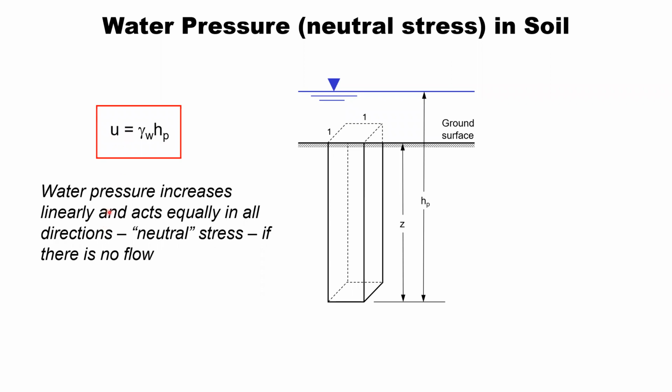Now, I call it neutral stress, or many engineers call this a neutral stress, because water pressure increases linearly with depth if there is no flow, and it acts equally in all directions. In other words, it is a neutral stress. It's not higher going this way or this way, going up or down, when you are talking about pressure at a given point. It acts the same in all directions if there is no flow.